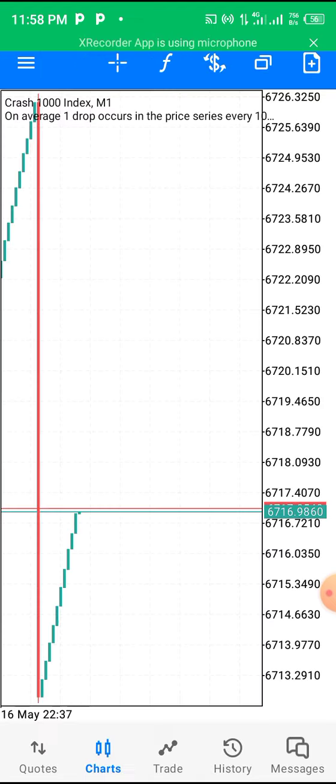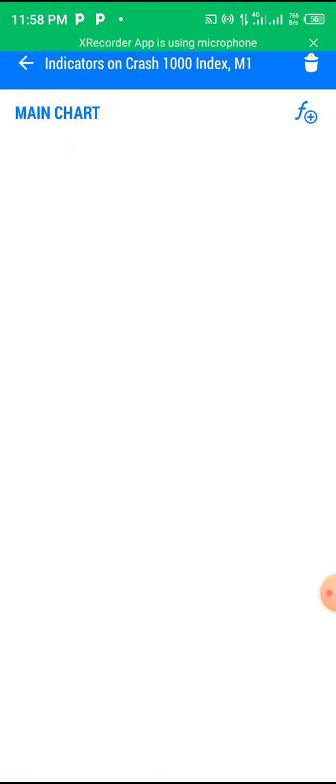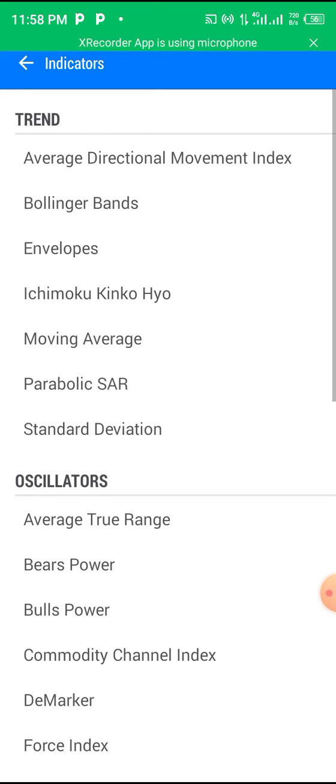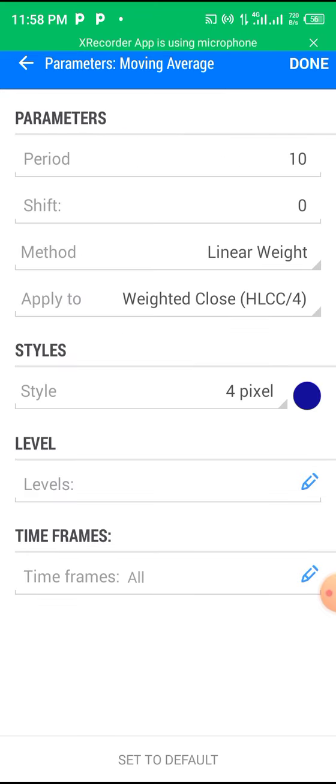So the first thing you want to do is click on the F symbol you see on your screen, then click on the main chart, and add your moving average. The period here is 10, shift is 0, method is linear weighted, applied to close, and style is 4 pixels. I'm using a blue color. You can use any color of your choice, but make sure it's a color that is more visible on your screen so you can differentiate it from your chart.